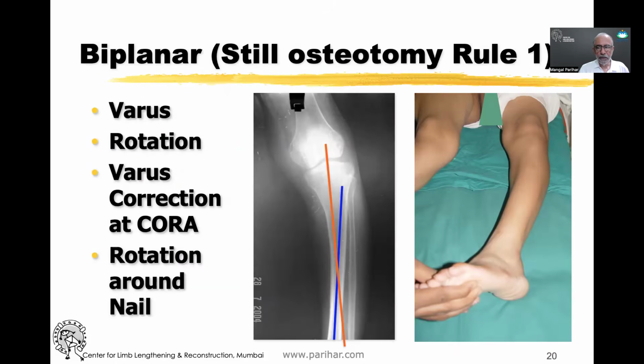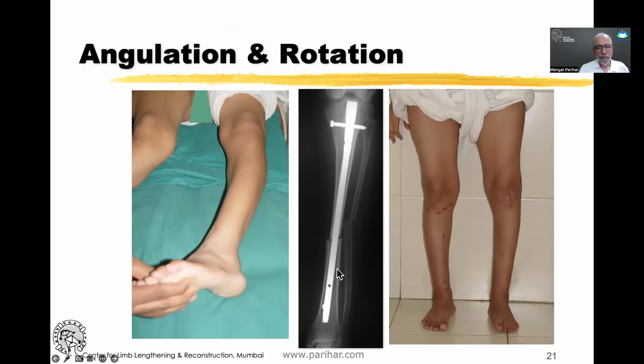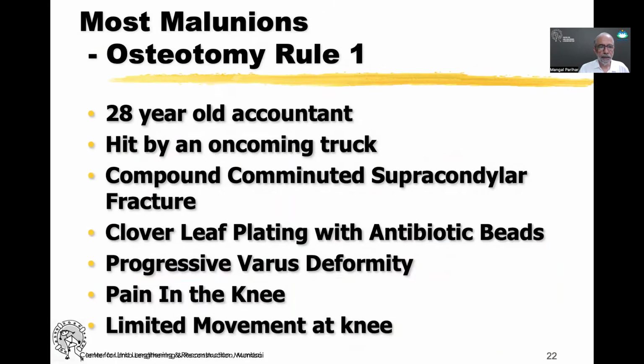Now, rotation is also a deformity. And this patient had a varus in the shaft, as you can see over here, and the foot is turned internally, so she had an internal rotation deformity. We did the osteotomy at that level and corrected the varus as well as moved the foot externally, so she got appropriate correction. So most malunions that we get, we can apply osteotomy rule number 1.